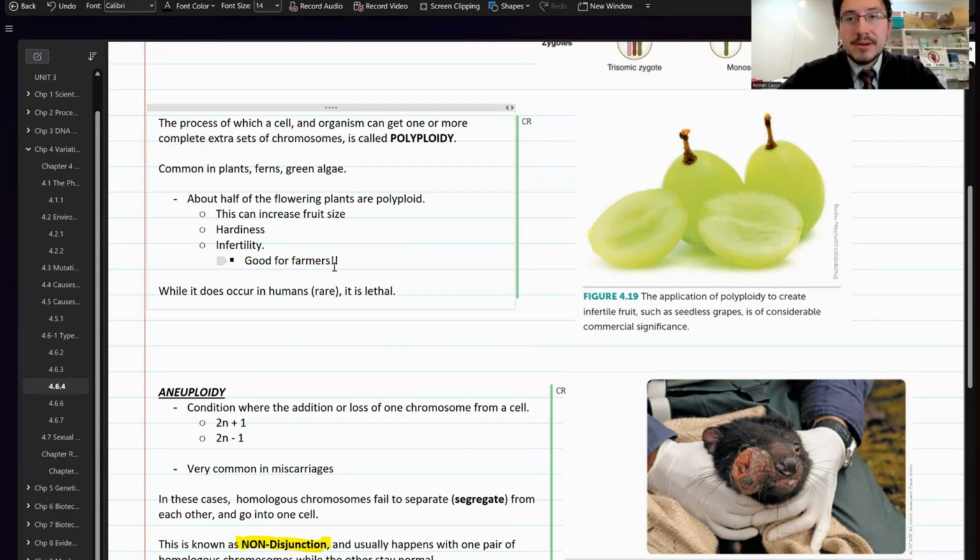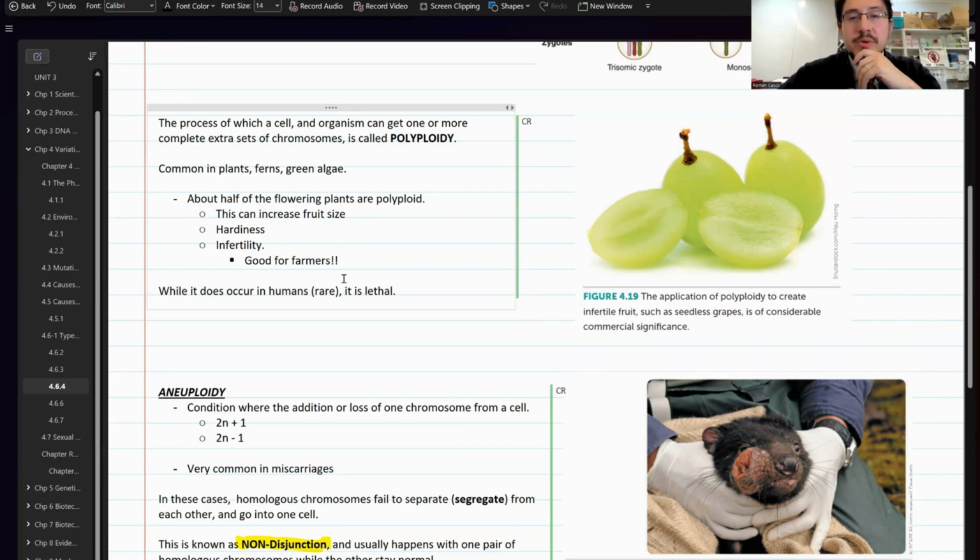It also helps in other properties like the hardiness of the fruit, right? There is a downside of being infertile, right? But it is good for farmers, right? Because they can produce many flowering plants, many fruits in one given go, right? Without necessarily having them produce more and more. So everyone can get the fruits and things like that, right?